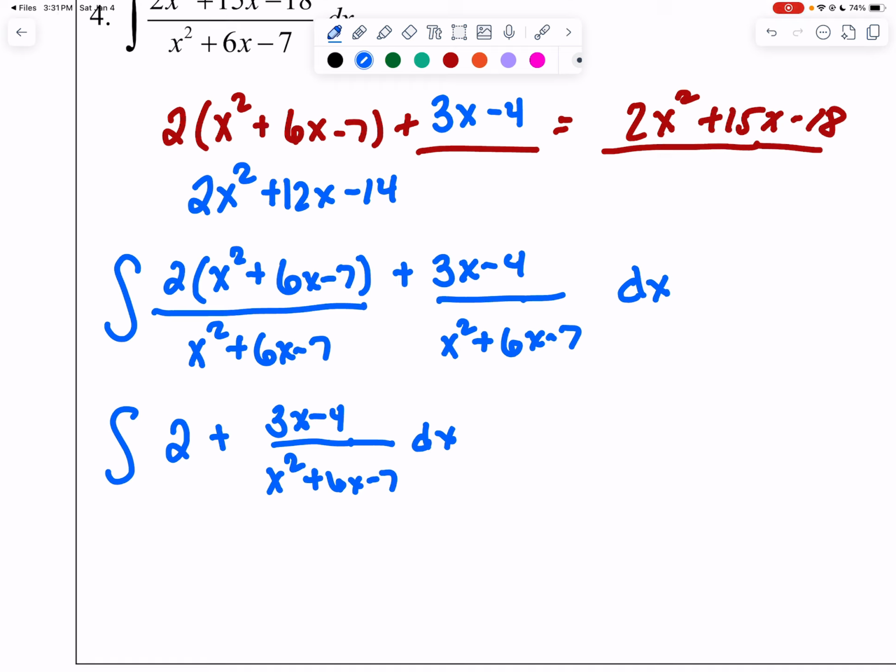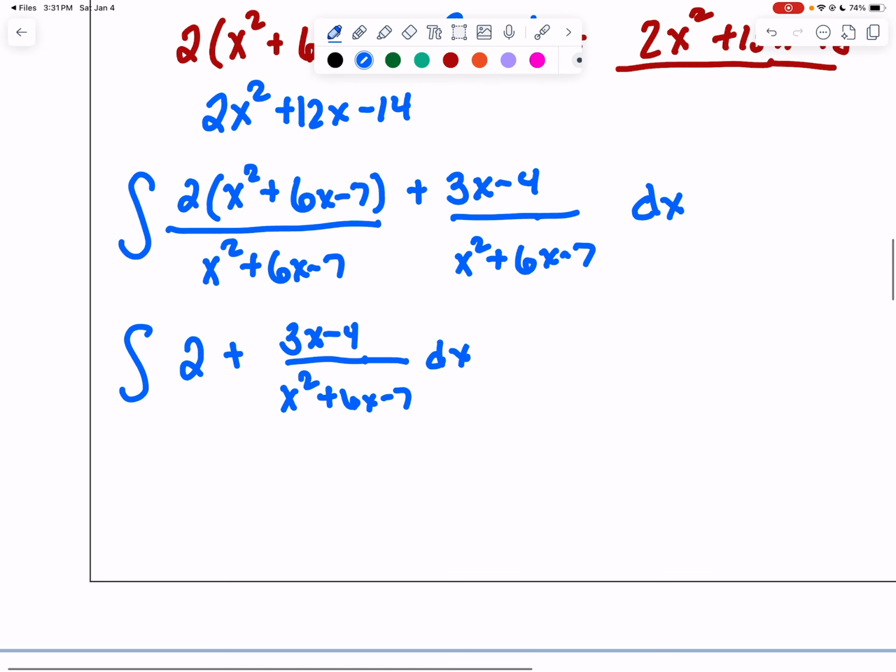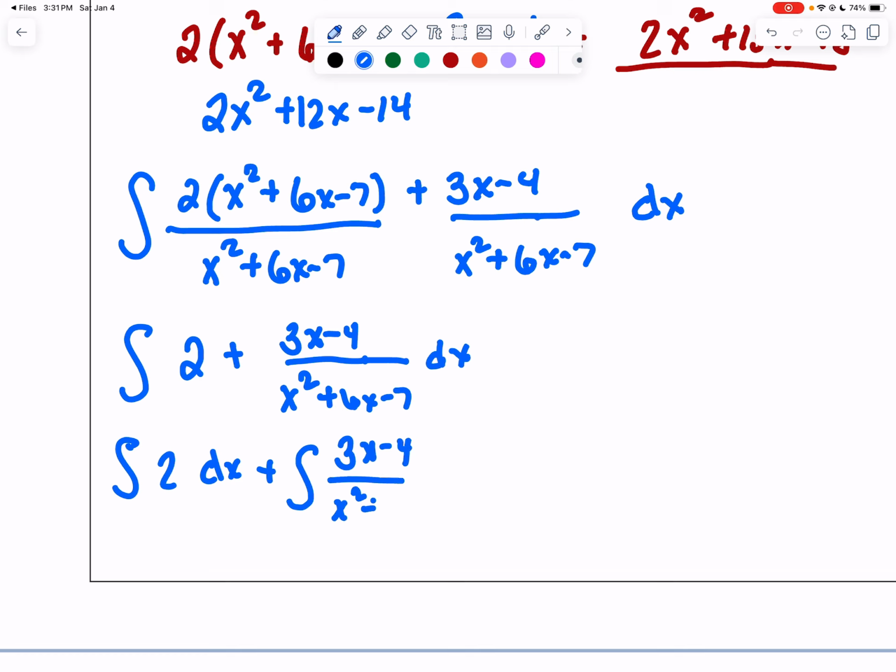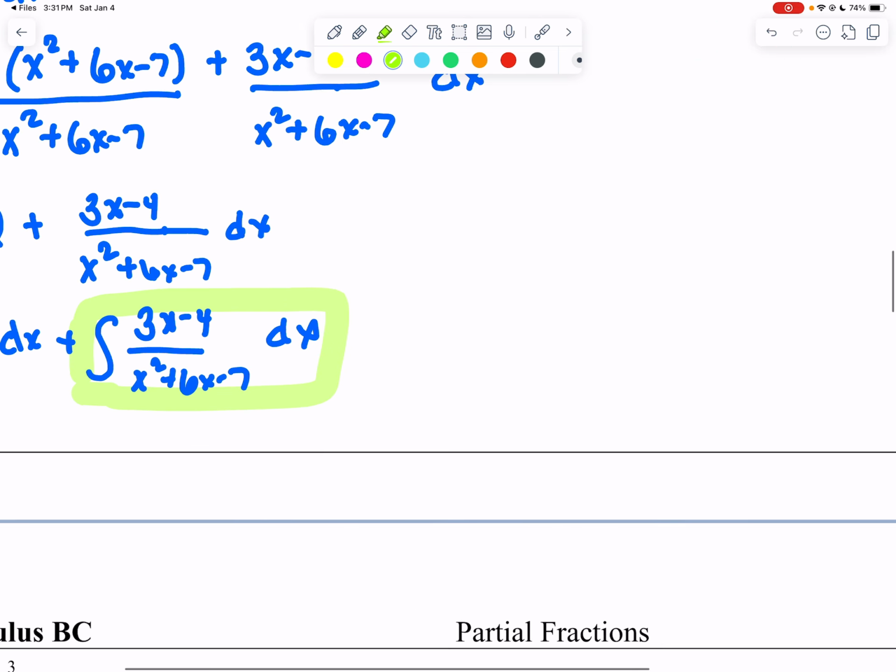What I'm going to do now is go ahead and split this up. So I have the integral of 2 dx plus the integral of 3x minus 4 over x squared plus 6x minus 7 dx. 2 dx I'm not going to really worry about, because I know that's just going to be 2x. The only thing that I'm going to worry about now is using partial fraction decomposition on 3x minus 4 over x squared plus 6x minus 7.